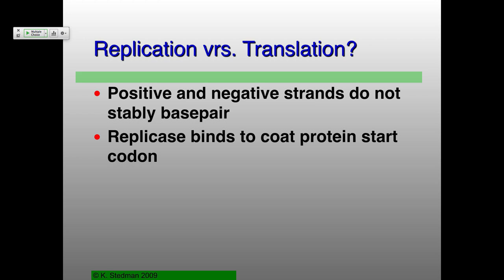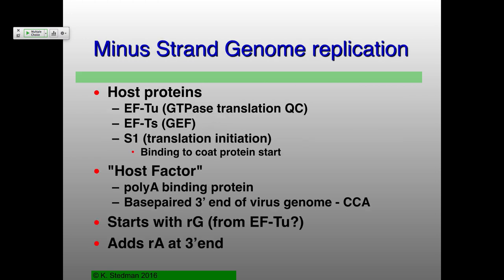So whenever you're making RNA, you have your positive strand that has to be replicated into a negative strand. That negative strand then serves as a template for positive strand. So how do you get this negative strand replication? Turns out it's not just the replicase. The replicase actually needs a bunch of host proteins. Curiously enough, a bunch of host translational proteins.